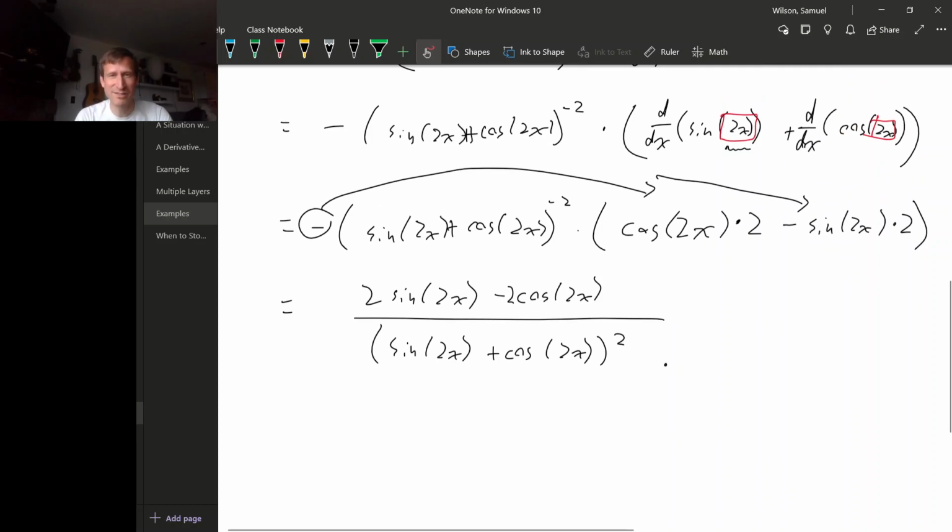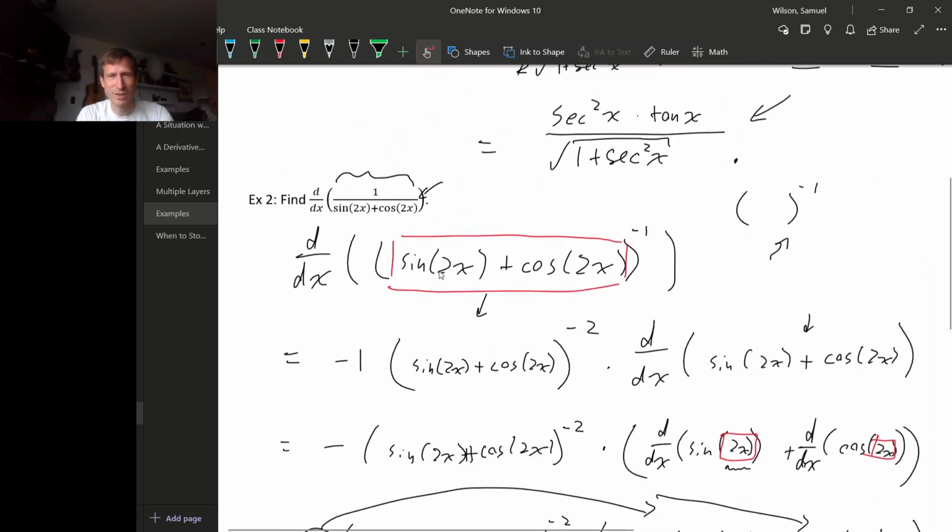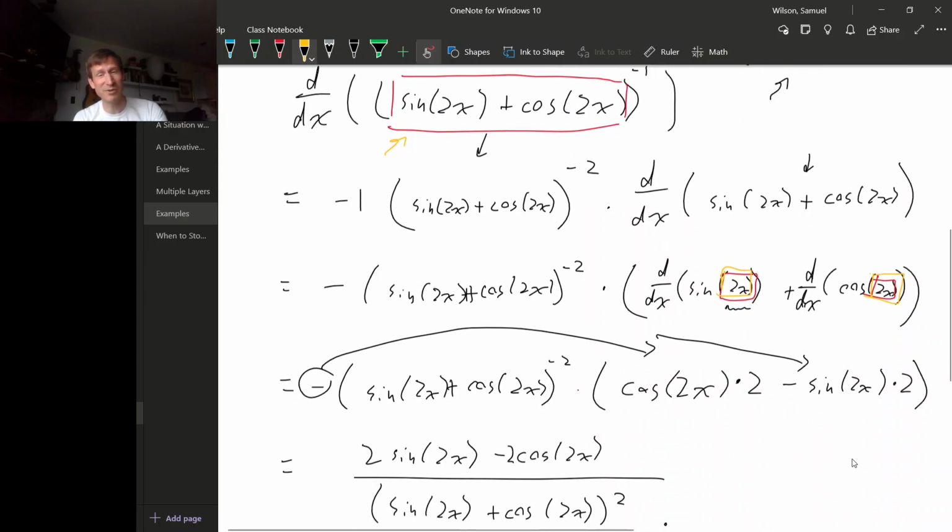So again, because we started out with 2 layers of nesting, right? Here's one big inside and then there are these smaller insides. Because we started out with these 2 layers of nesting, we ended up having to use the chain rule more than once.